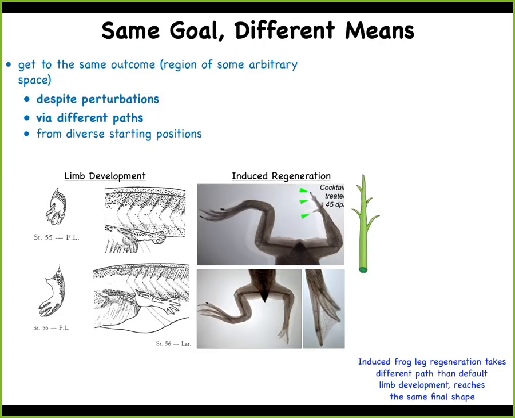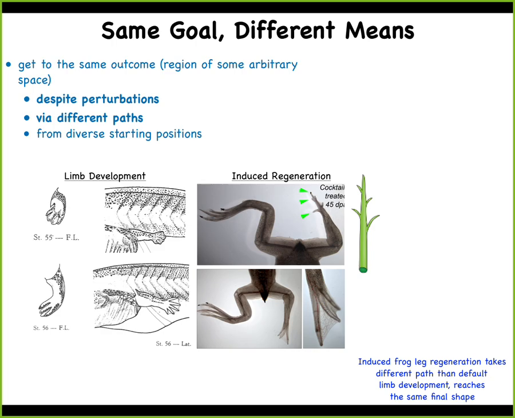The other interesting issue is that, yes, these systems get to the same point in morphospace even from different starting positions, but they don't all get there the same way. This is work done by Kelly Chang, a postdoc in my group many years ago, showing how frog legs regenerate. Frog legs at this stage normally don't regenerate, but we've induced them to do so, using a method I'll describe in a few minutes.